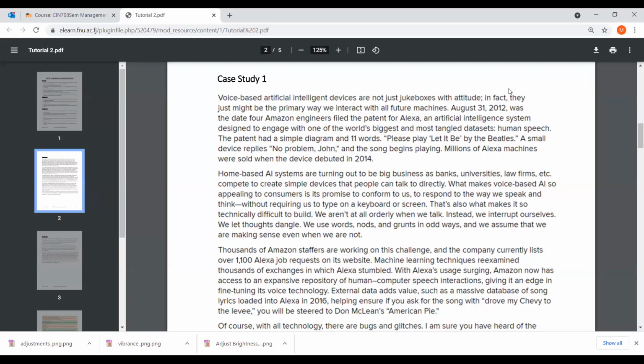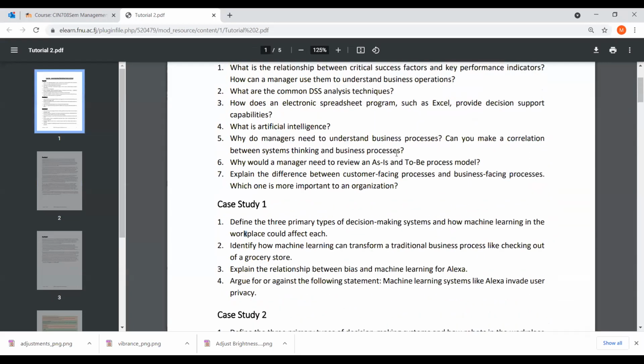So let's go and answer the questions. Like I mentioned, it's not directly a code kind of answer from the case study. You'll have to make conclusions. Number one: define the three primary types of decision-making systems and how machine learning in the workplace could affect each. I hope you're able to see my screen. Let's go and try answering those questions.